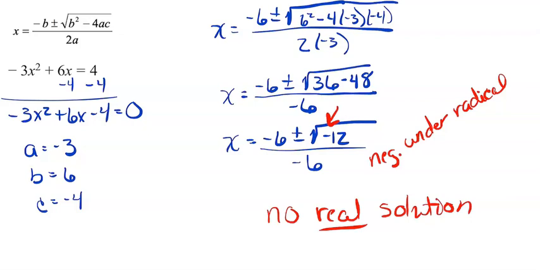If that radical is there, it's not going to be okay, because there's nothing I can multiply by itself that's going to give me a negative number, because a positive times a positive is positive and a negative times a negative is positive. So again, if you have a negative under a radical sign, there is no real solution.